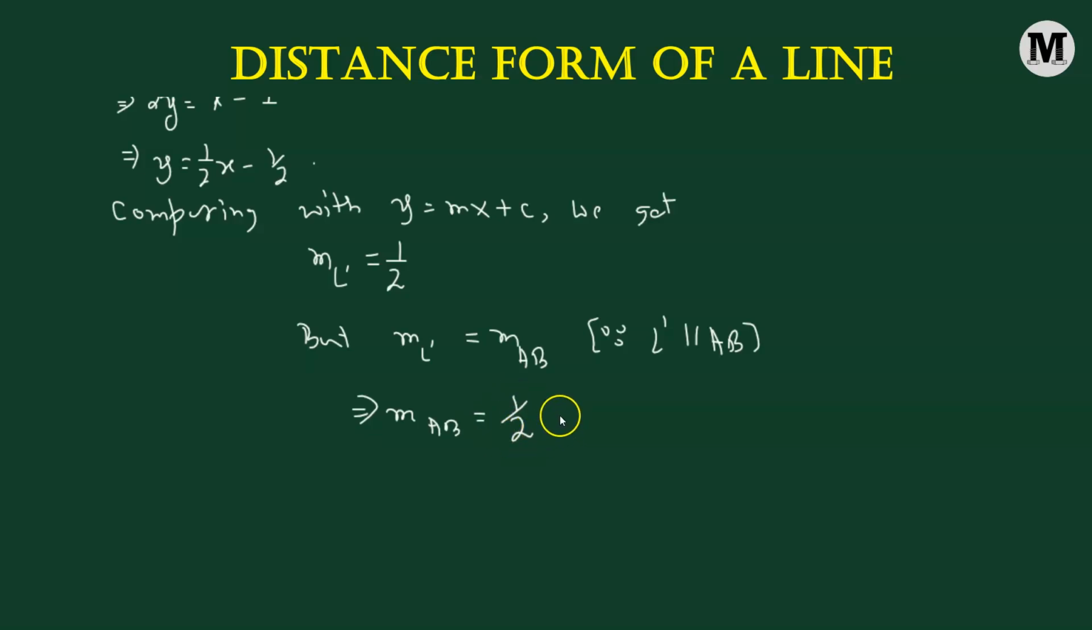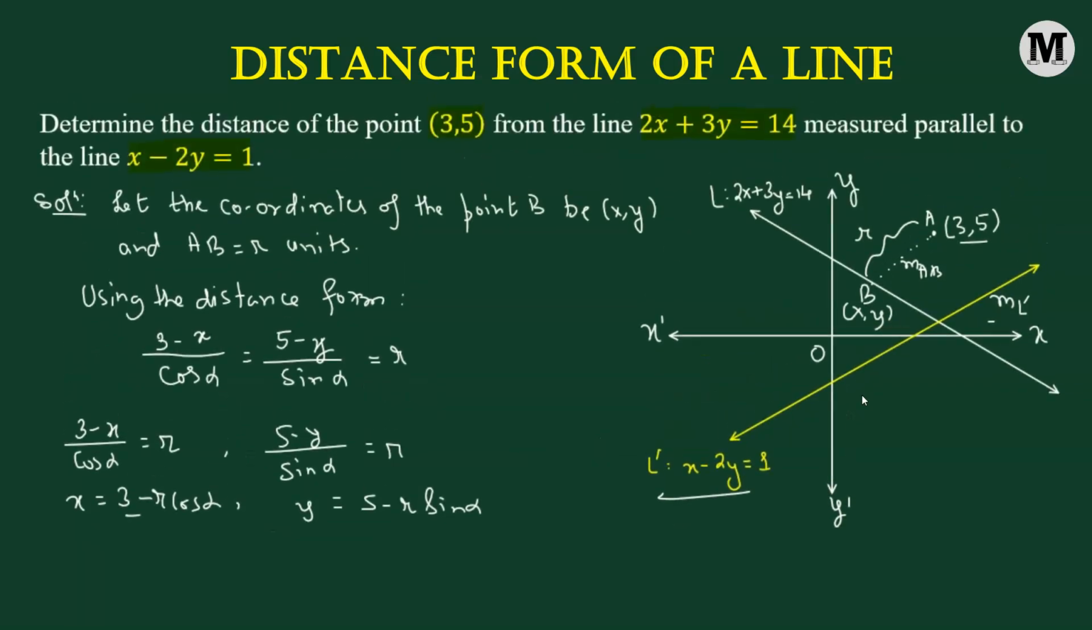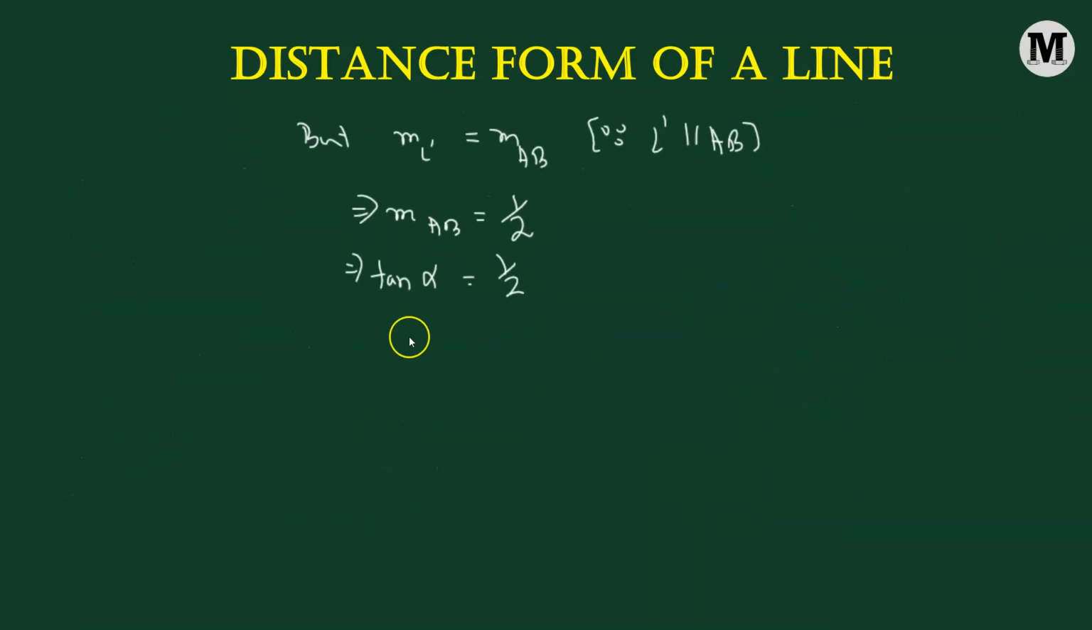Fine. Now what is slope? Slope is usually defined as the tangent of the angle that the line makes with the x-axis. So let's say that angle is alpha. So that means this is going to be 1/2. Why is it alpha? Let's quickly go to the diagram. Now look at AB. If we extend the line segment AB along B, it is going to intersect the x-axis. We have already considered that AB makes an angle alpha with the x-axis, and since AB is parallel to the line L prime, this is also going to be the same angle alpha. Fine. So that means we have tangent of alpha equals 1/2.